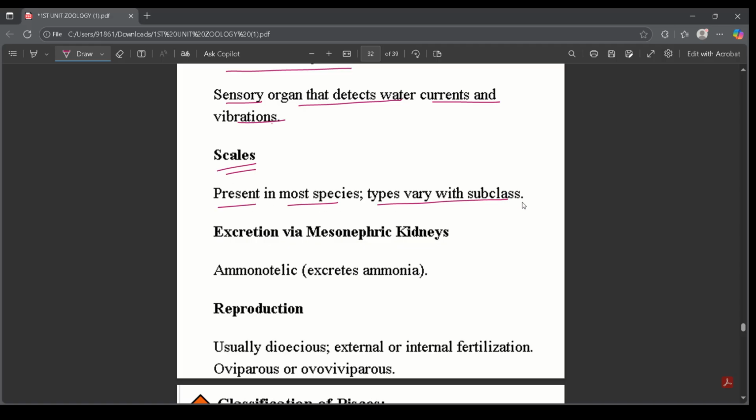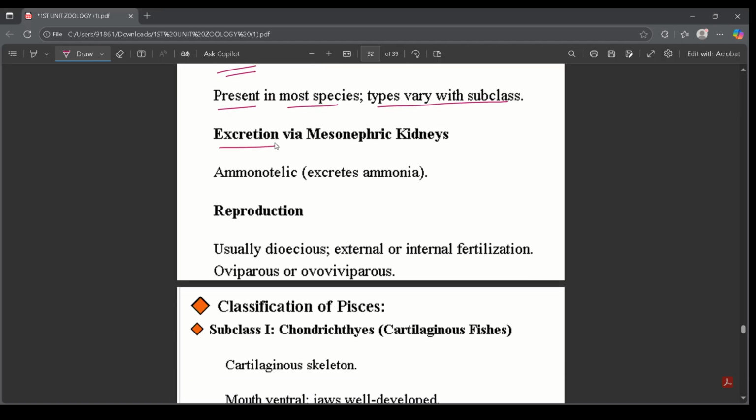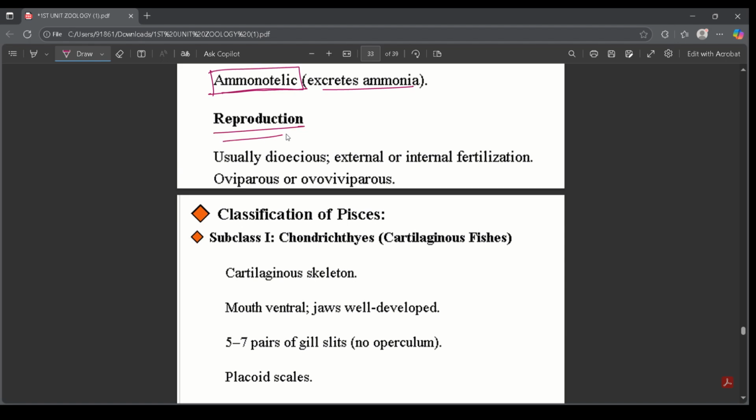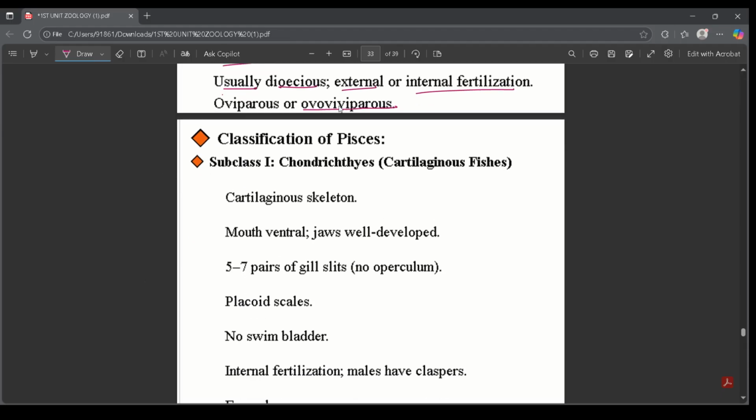Types vary with subclass. They excrete via mesonephric kidneys, and are ammonotelic, or excrete ammonia. This is what the meaning of this word is. We'll talk about the reproduction part. Usually they are dioecious, with external or internal fertilization, oviparous or ovoviviparous. Classification of Pisces.